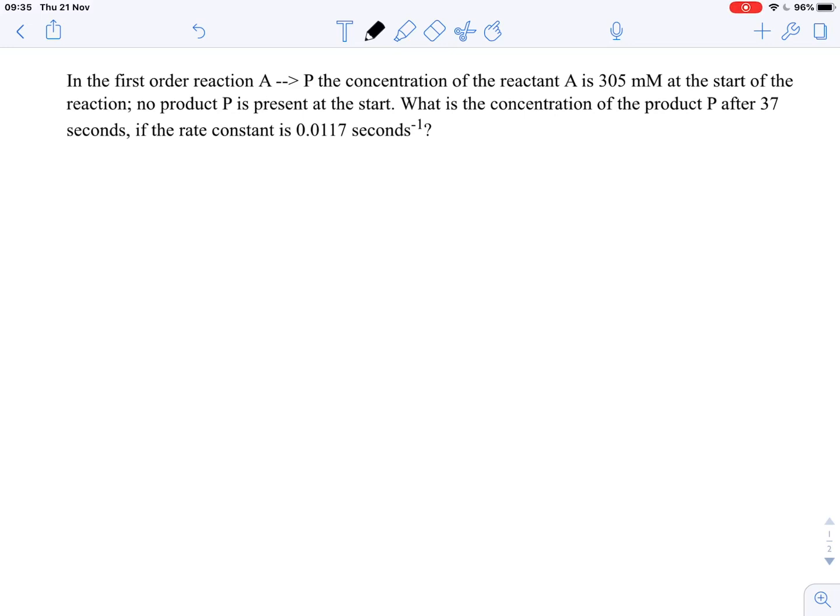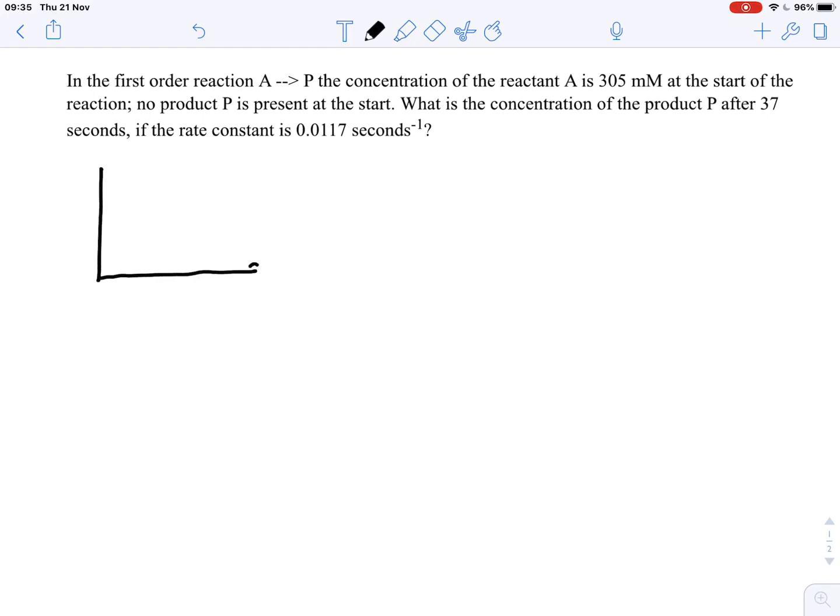In this question, we are looking at a first order reaction where we convert A into a product P. And this time we are asked to calculate how much P we have got left after a certain amount of time. And we've been given a rate constant. So what does this actually mean?